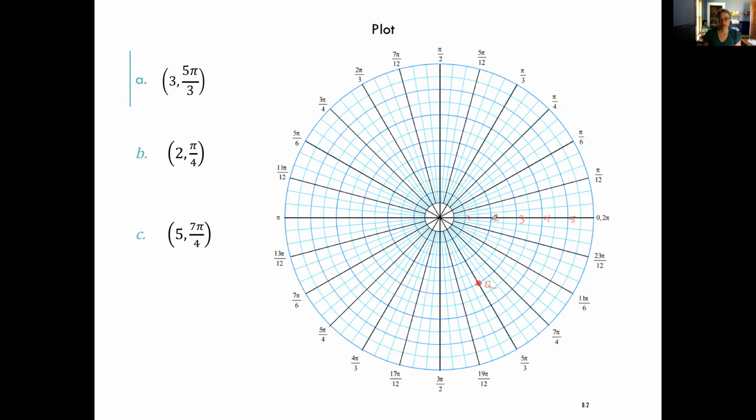B is on my radius 2 circle at an inclination of π/4, right here. So that's point B. C is clear out here at my 5, at 7π/4, which is down here. Okay? No real magic. We can do the same thing in Desmos.